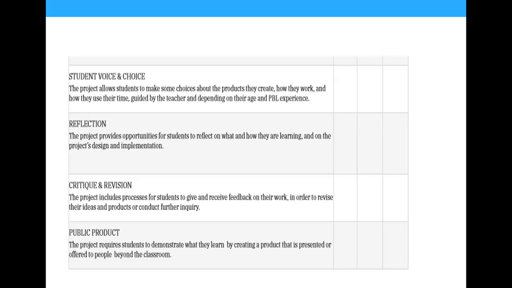This is where I feel like we need to go next. Even simple project logs and things like that can be part of reflection. Critique and revision. So the project includes processes for students to give and receive feedback on their work in order to revise. All right, so not just feedback at the end in order to give a grade, but feedback so that they can make it better before the final exhibition of that project.